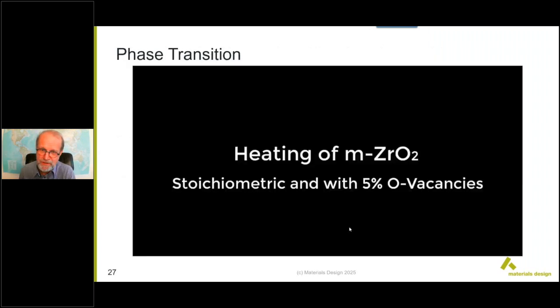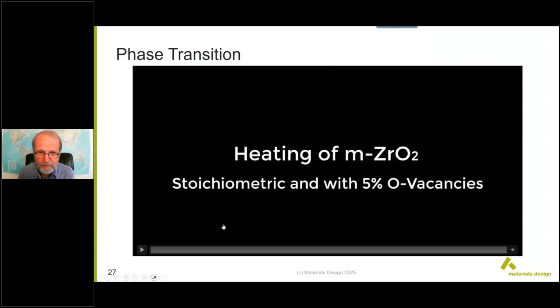Talking about phase changes, a famous phase change of an oxide is in zirconium dioxide, which in the ground state at ambient temperatures and conditions is monoclinic. But as you heat it up, it transforms into a tetragonal phase and then ultimately into a cubic phase. Now, calculations have shown that oxygen vacancies in monoclinic zirconium oxide stabilize the transformation to the tetragonal.